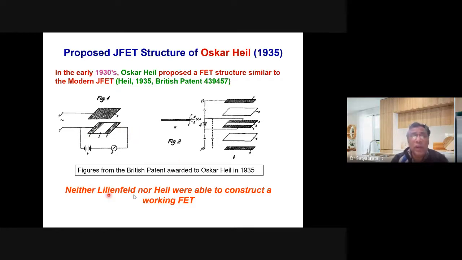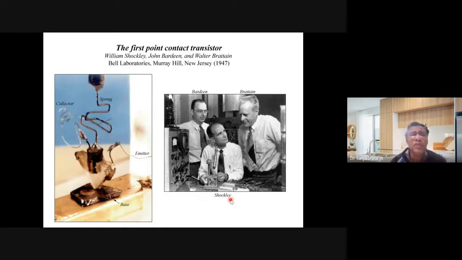Okay, but neither Lilienfeld nor Oscar Heil were able to construct a working field effect transistor. So these were merely theoretical, that is patents. They justified them theoretically, but they could not demonstrate them experimentally. Now, in this way, the research at Bell Laboratory was going on, to develop this three-terminal device, because the two-terminal device was already demonstrated. It was successfully used by Marconi and in many other electronic circuits. This point contact diode existed, but they were in the process of developing a three-terminal device, that is the transistor.